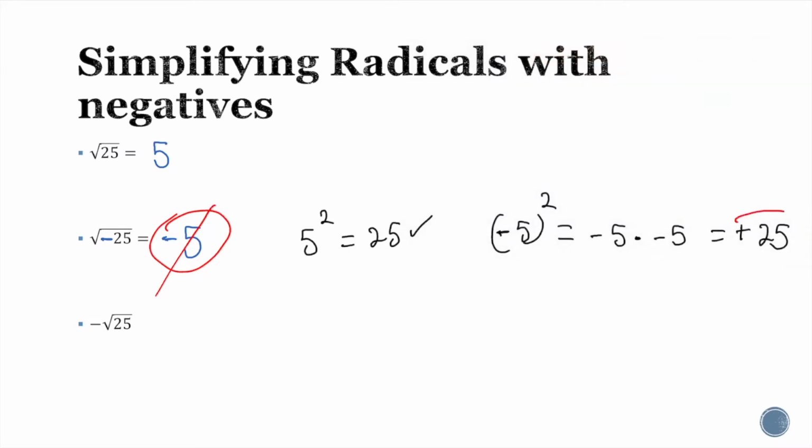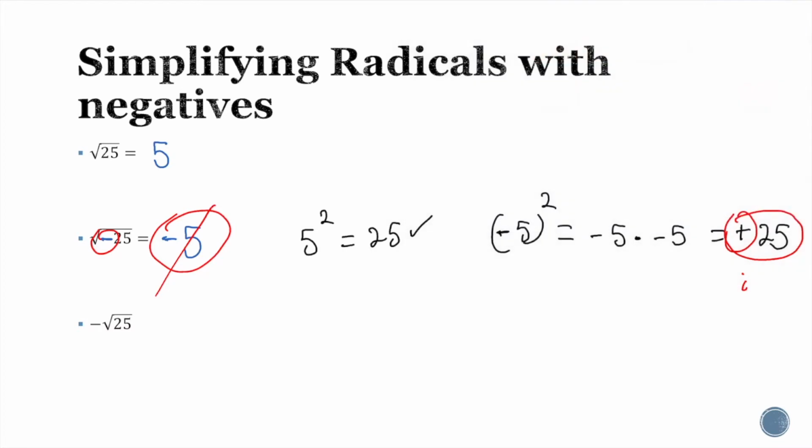My solution is a positive 25. However, I'm asking you to take the square root of negative 25. It is impossible for me to square any negative number and receive a negative number in return. This is called an imaginary number that you will learn more about in Algebra 2. The one case that you can do is this last one.